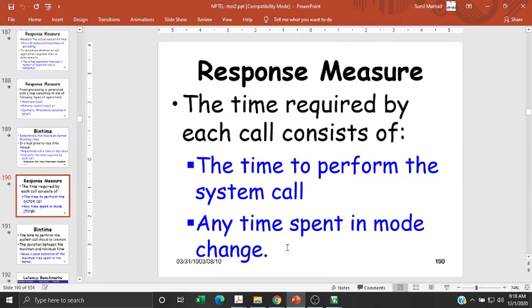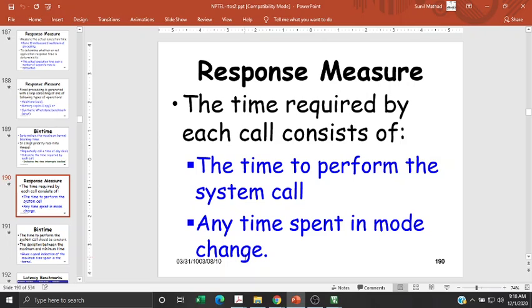The time required by the response measure, the time required by each call consists of the time to perform the system call, and any time spent in the mode change. So one is exactly to perform the system call. So there is some functionality you have to accomplish, but prior to that you have to do the context switching. That is the time spent in a mode change. So most often, almost all application programs will be running in the application, the user mode. So whenever you want to accomplish something with respect to the system or OS mode, then you have to go for the software interrupt or the SVC mode. So you go to the supervisory mode and then accomplish a particular task.